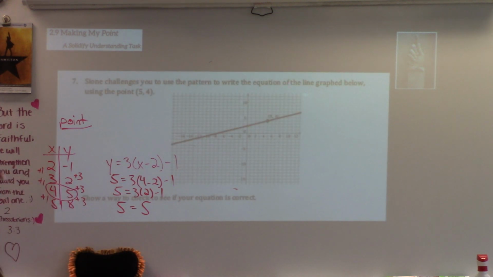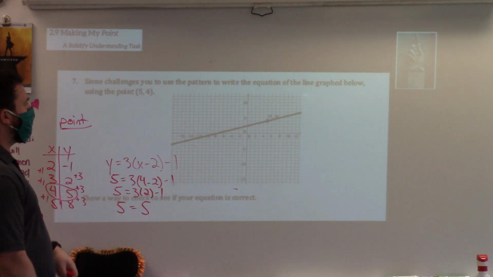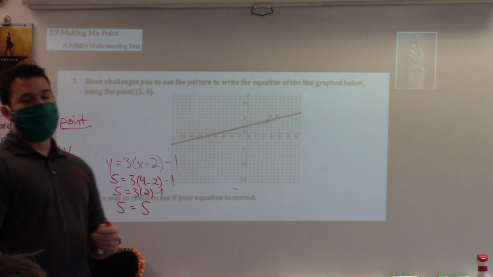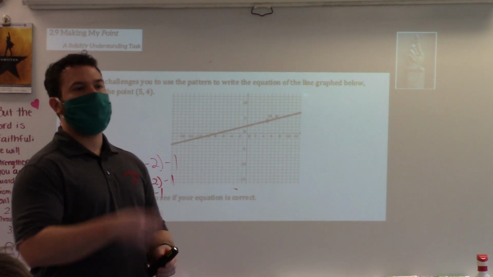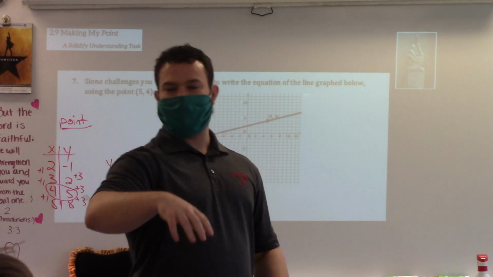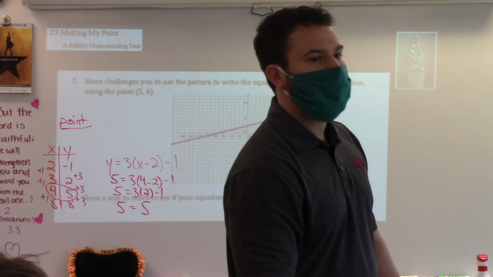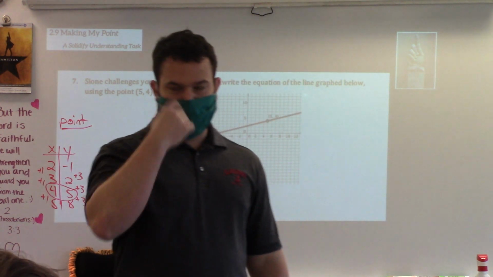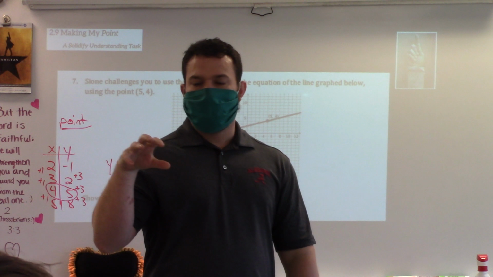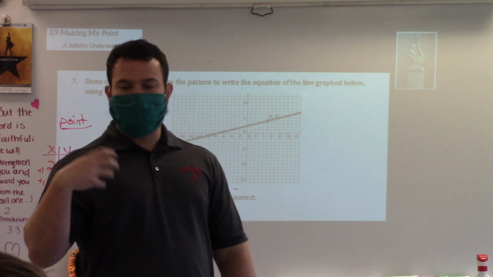We're picking up here at number 7. Scion challenges you to use the pattern to write the equation of the line graph below using the point 5 comma 4. So work within your groups. Mona, can you jump in? Actually, let's have you jump up here with Braden. Work within your groups to help each other develop a better understanding of these ideas and continue working forward.